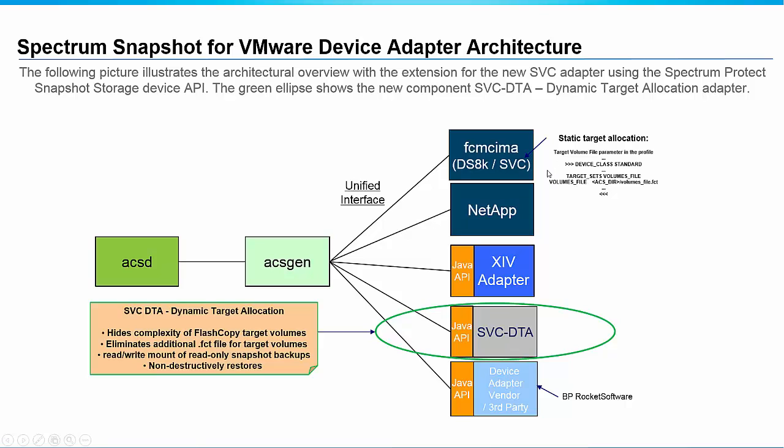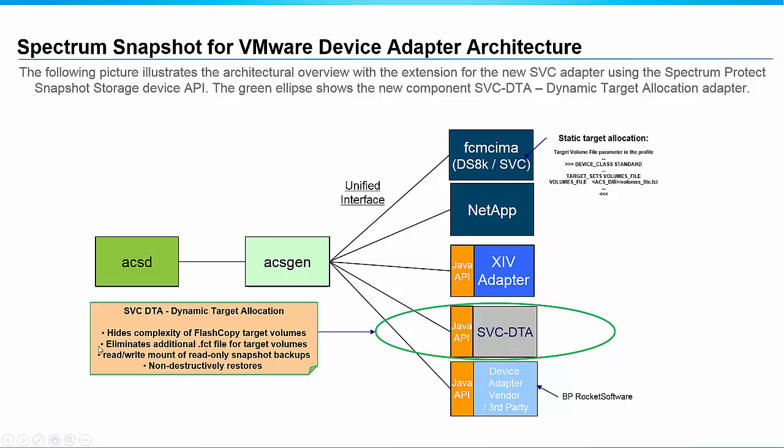VMware. So here you see the NetApp adapter, the XIV adapter, our business partner Rocket Software's Rocket adapter, which supports third-party disk arrays including EMC and Hitachi, and here you see the FCN CIMA, which is the old SVC static target allocation adapter, and the new SVC DTA or dynamic target allocation adapter.